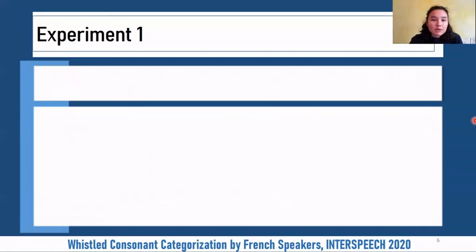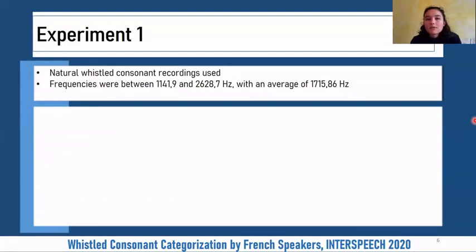In our first experiment, we used natural whistled consonant recordings. So these natural whistled consonants usually range between 1,142 hertz and 2,629 hertz, with an average frequency of 1,715 hertz. But when you recall the consonant shapes, this average frequency isn't necessarily representative of the consonant movement. So this is just to give you an idea of how high these whistled consonants are. The participants were 20 adults, 15 females, with an average age of 29 years.